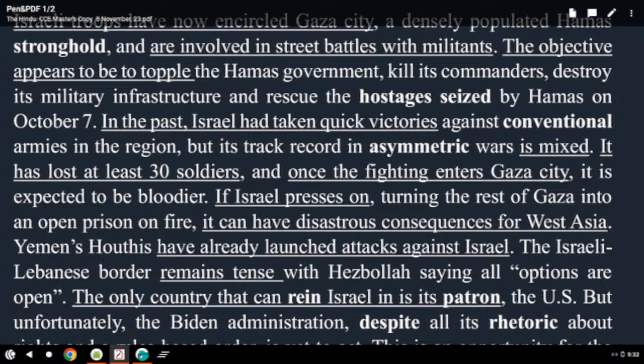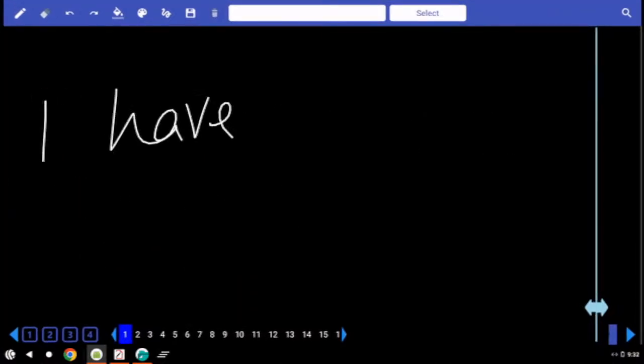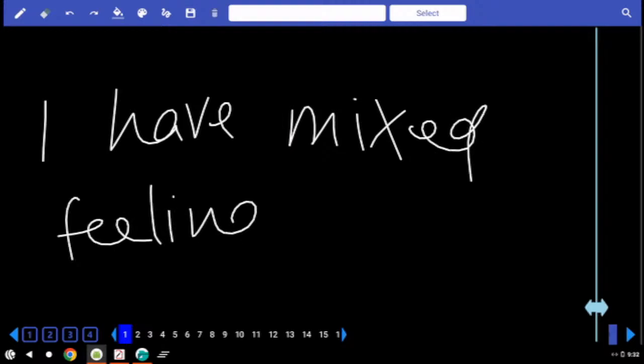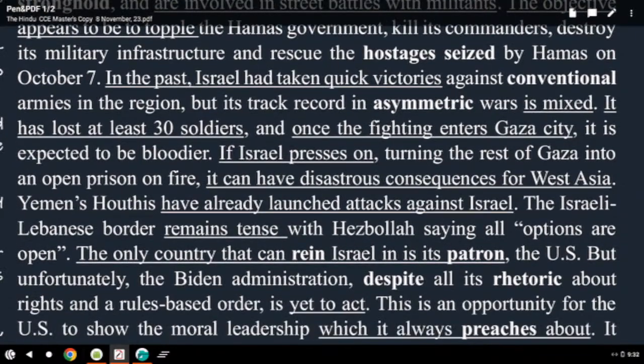Generally we say, write one sentence: I have mixed feelings. What does it mean? I have mixed feelings about someone or something. It means I have both positive and negative feelings. So here mixed means they got sometimes the upper hand, sometimes the lower hand, sometimes victory, sometimes defeat. Both positive and negative. That's what it means. Is mixed. In asymmetric wars, the result is mixed.